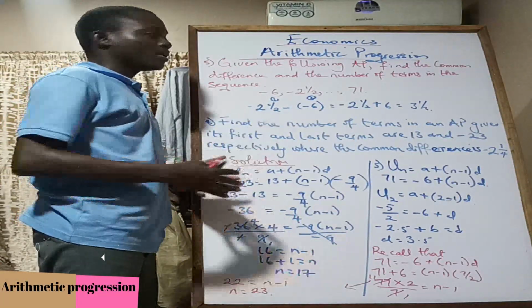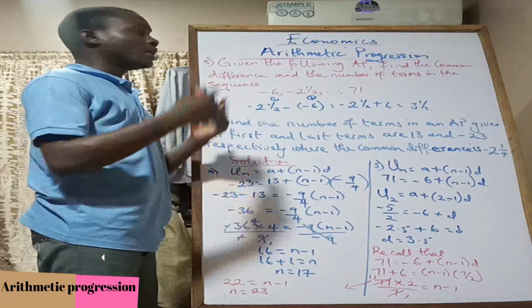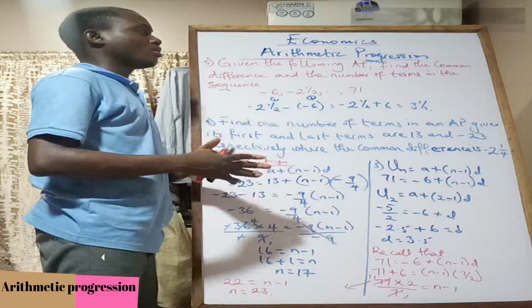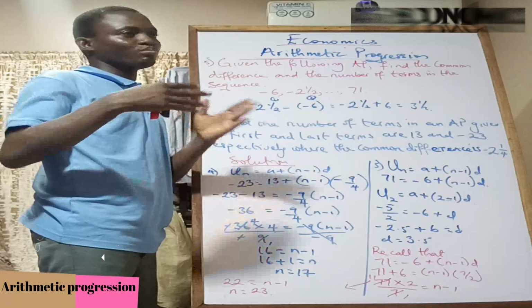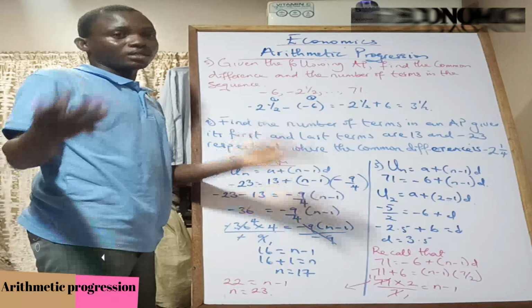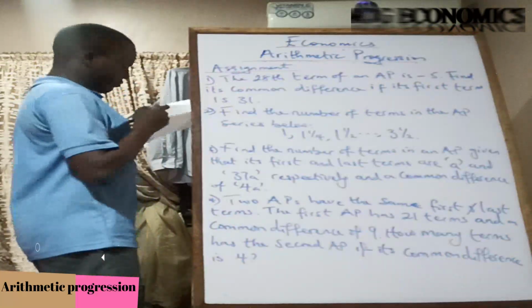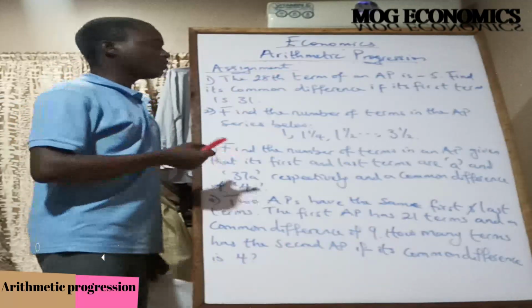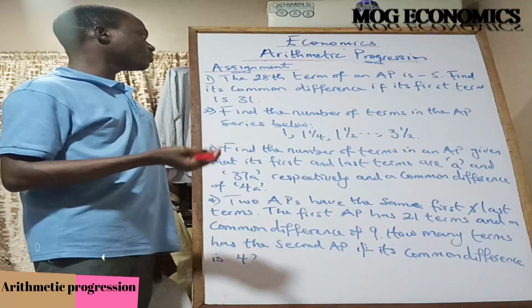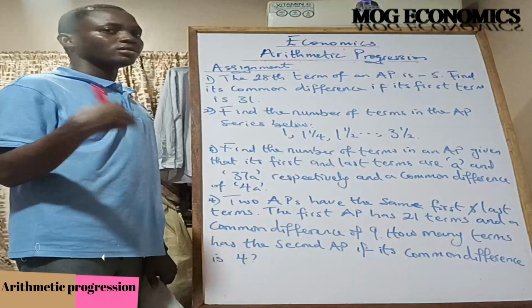So the next thing we'll be looking at is our assignments, and in our next lesson we'll then begin to talk about some of AP. We are going to discuss different beautiful exercises and examples here. Welcome guys. So we have 4 questions on the board. The first says the 28th term of an AP is minus 5. So find its common difference if its first term is 31.